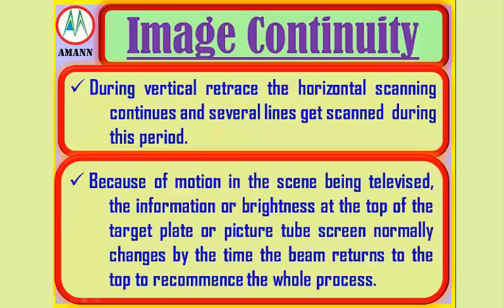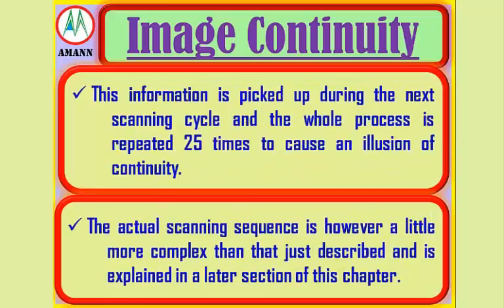During the vertical retrace, the horizontal scanning continues and several lines get scanned during this period. Because of motion in the scene being televised, the information or brightness at the top of the target plate or picture tube screen normally changes by the time the beam returns to the top to recommence the whole process. The information is picked up during the next scanning cycle, and the whole process is repeated 25 times to cause an illusion of continuity. The actual scanning sequence is, however, a little more complex than just described and is explained in a later section of this chapter.